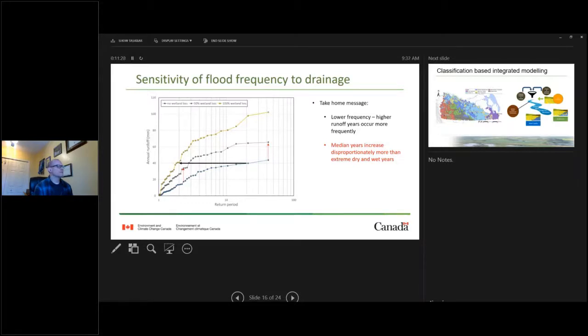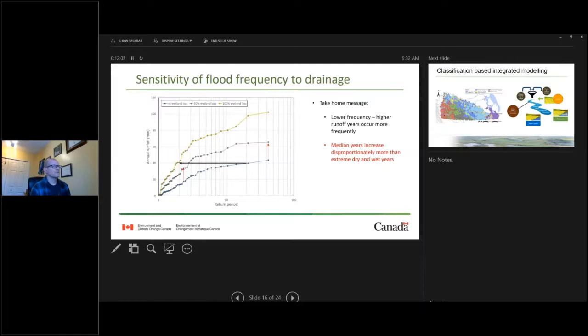And one thing that's clear is that if you move from that blue line, which is no wetland loss, to 100% wetland loss, which is pretty extreme, what was the 1 in 20 year flood is about 40 millimeters. Now that actually occurs about once every 2 years. So that's the average condition. So those higher runoff conditions occur more frequently.